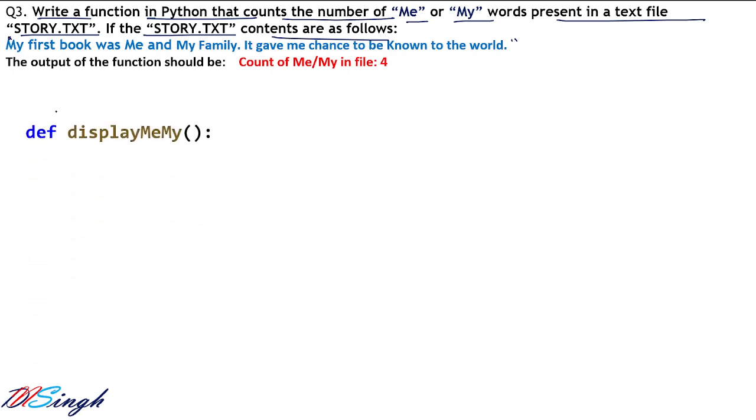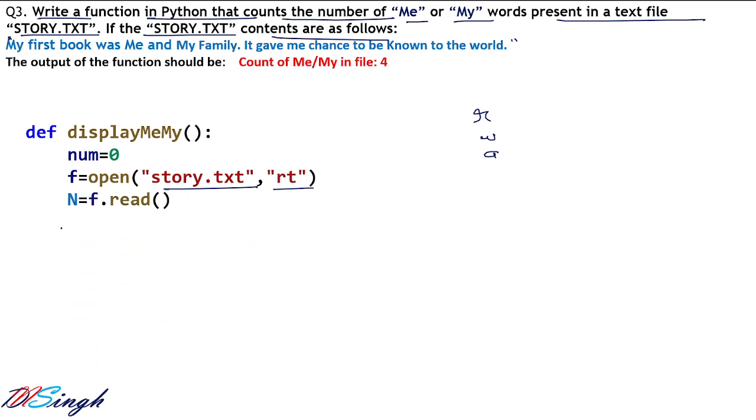Let us have the function name. Then we have a counter for maintaining the number of me and my words. Then we open a file, story.txt in RT. By default, if you write R, W or A, it means that T is understood, you are working on a text file only. Next, we have read the content and stored it in the variable called n. So what is n pointing to now? n is pointing to the content of the file.